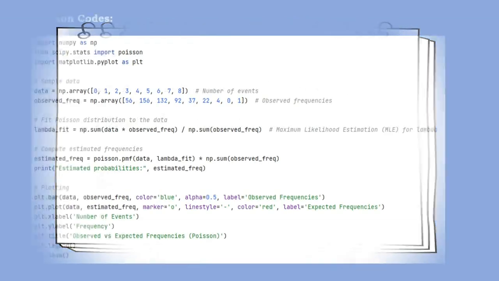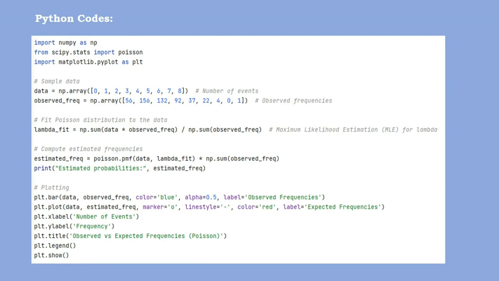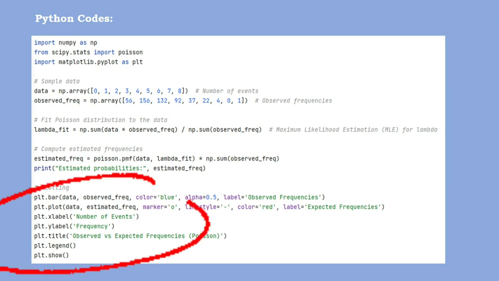Now let us see the Python codes for fitting of the Poisson distribution. Just like the previous example, here we will also use the same 3 packages, namely NumPy, SciPy and matplotlib. Here instead of binom, we will import Poisson. Next, we will assign the given data using arrays. Next, we will fit the Poisson distribution using maximum likelihood estimation with the help of this code. To compute the estimated frequency, we will multiply the Poisson PMF by the sum of the observed frequencies and then we will print the result. At last, we will plot the observed frequencies and expected frequencies in a graph using this block of codes.